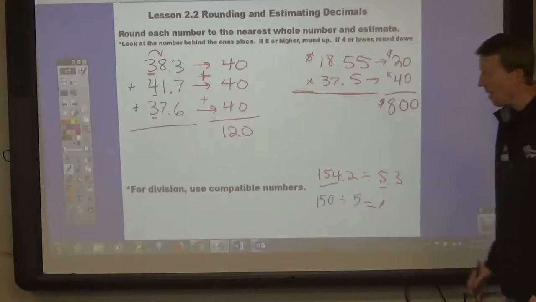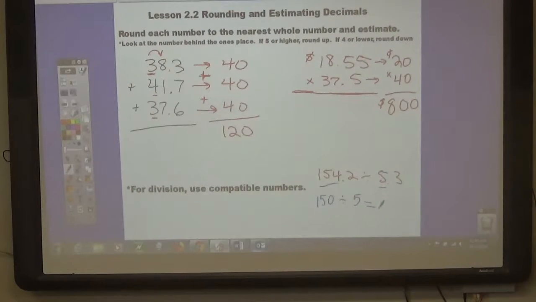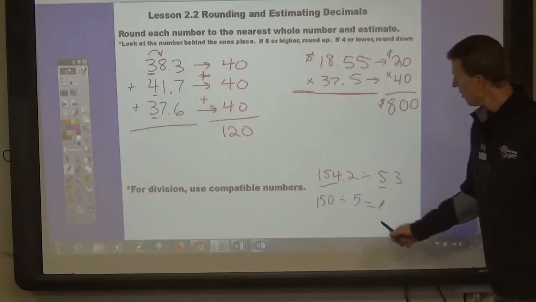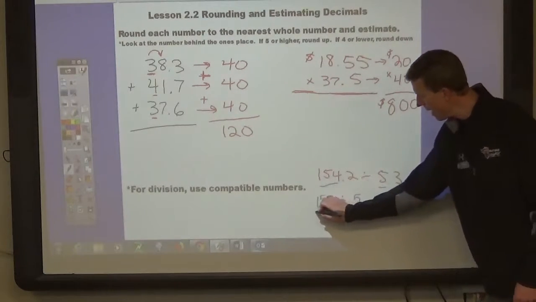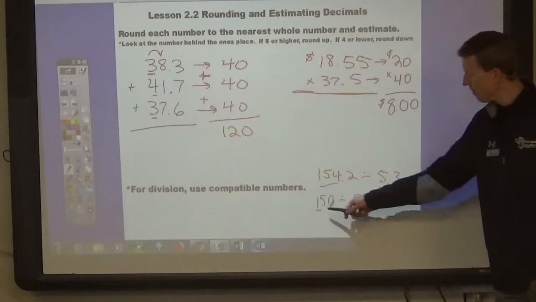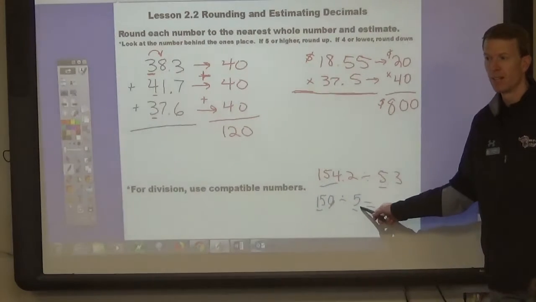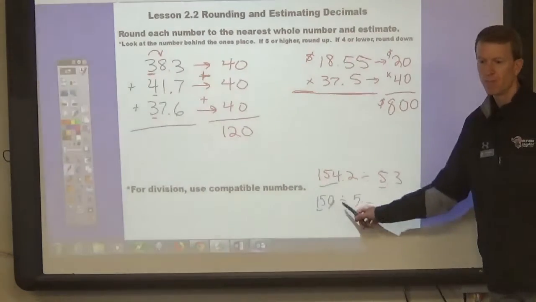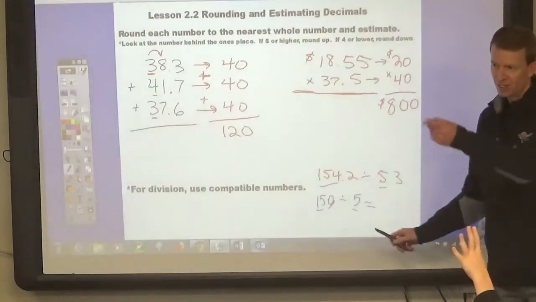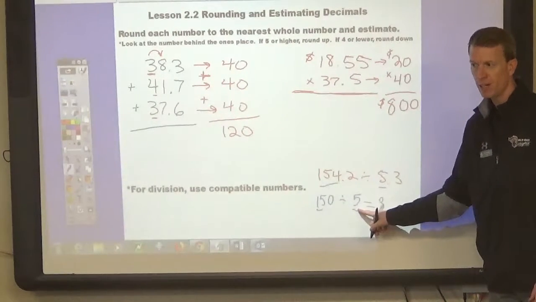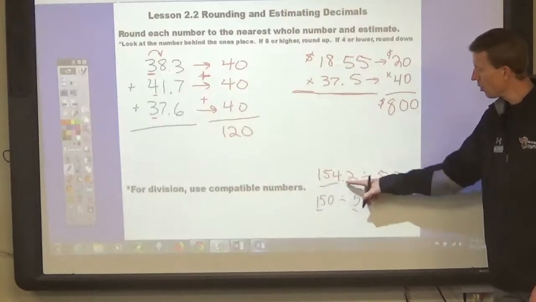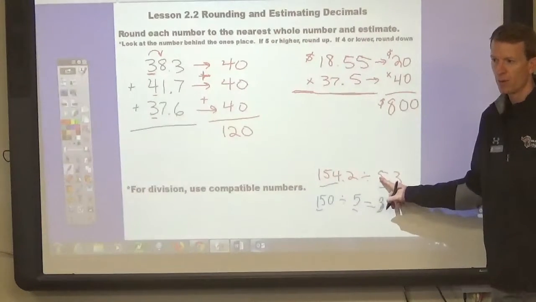Then, how do we divide big numbers? No, because 15 and 5 are compatible. See, 15 is divisible by 5, isn't it? What's 15 divided by 5? 3, right. So, if they are divisible without a remainder, then those are the numbers we use. They're closest to the numbers that were given.